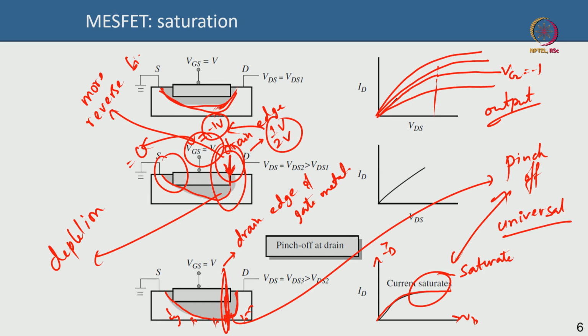But what exactly happens at pinch off? How does the cross sectional view of a channel look during pinch off? Does it completely turn off? If it completely turns off, and the gate voltage is say minus 3 volt or minus 4 volt, then it has completely turned off and the current will be 0 here.